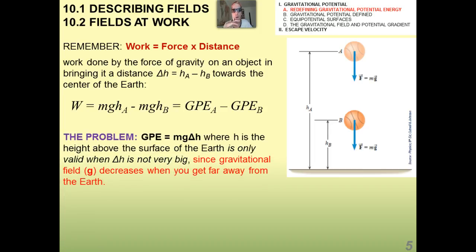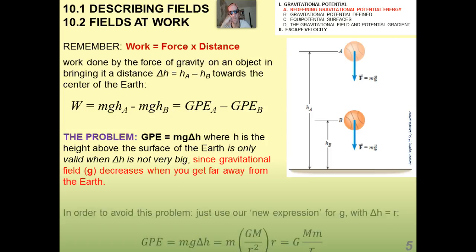Now, the problem, as we discovered last time, is that as we go away from the surface of the Earth, the acceleration due to gravity on any mass ends up decreasing. Therefore, we cannot use mg delta h anymore because g is now a variable, okay? What to do? Well, there's an easy solution.